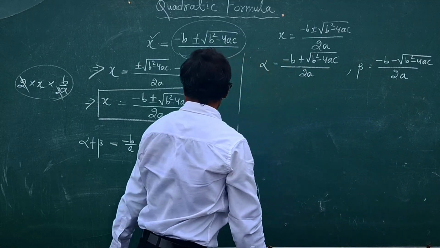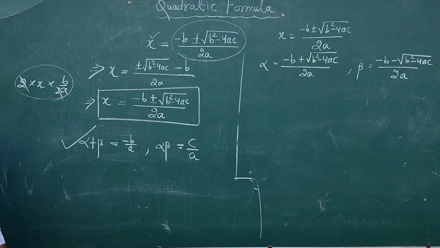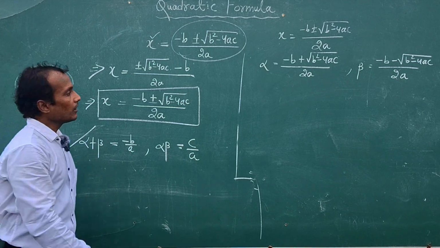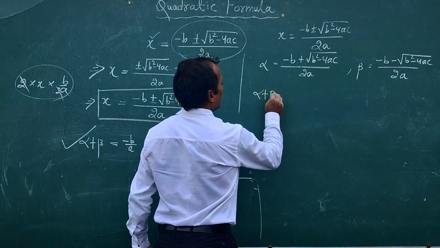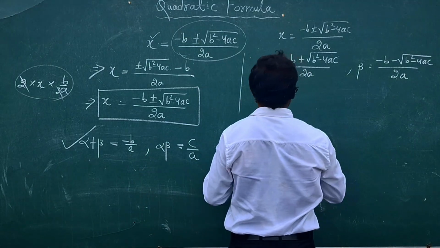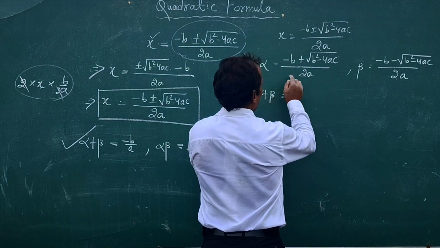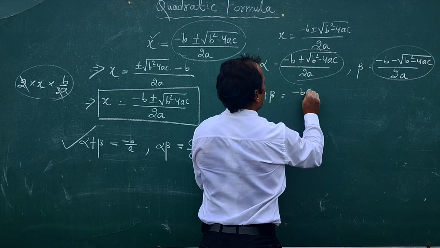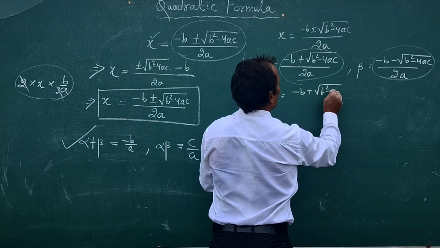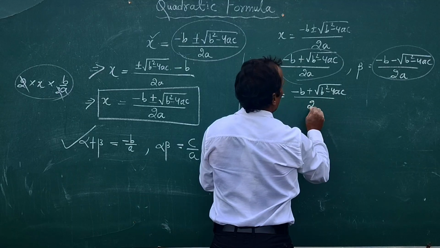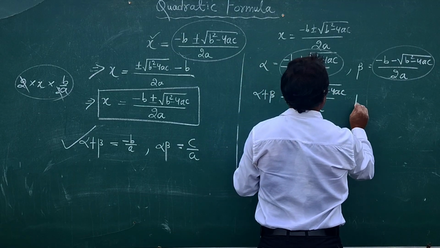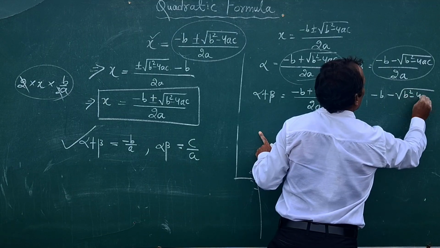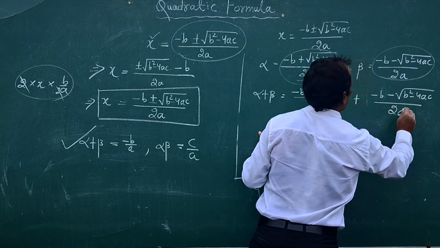Okay. So I am going to prove this particular relation between the coefficients and the roots. Alpha plus beta, you see, we will get minus b by a, or not. I am adding alpha and beta. Alpha is this and beta is this. Minus b plus square root of b square minus 4ac by 2a plus beta. Beta is minus b minus square root of b square minus 4ac by 2a.